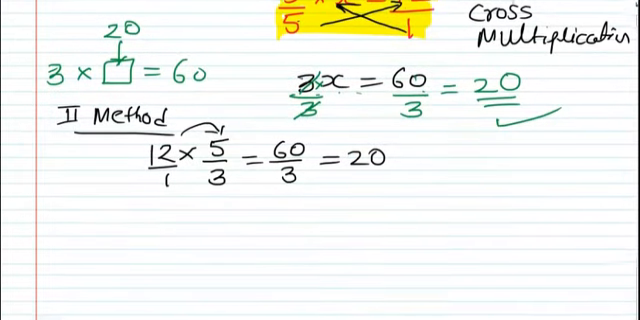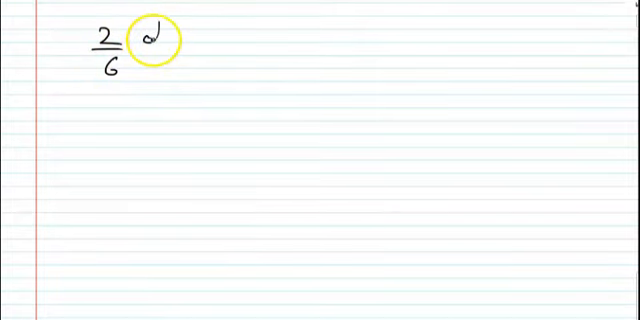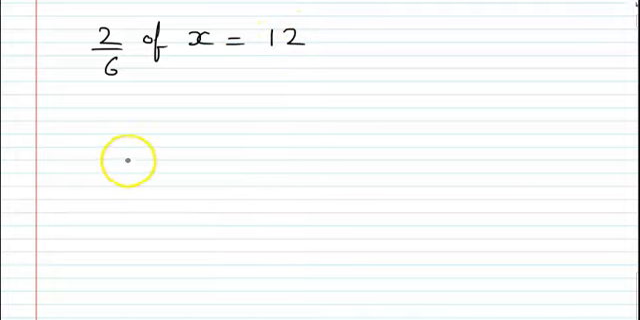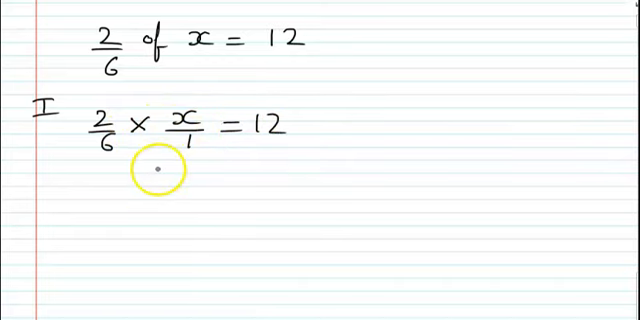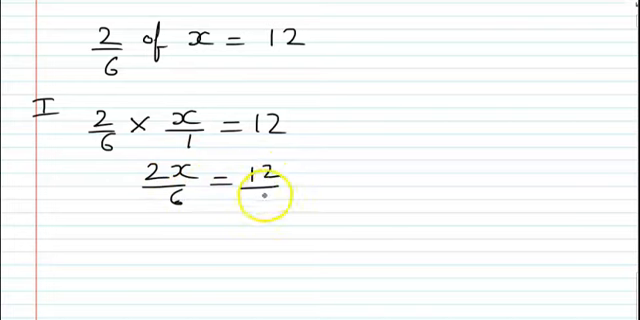I'm giving you one more example. So see here. If it is 2/6 of something is x, that you need to find, and it is 12, right? So what should be the x? The first way is, 2/6 of means times, here is x, there is 1 and it is 12. So we got 2x over 6 equal to 12 over 1.